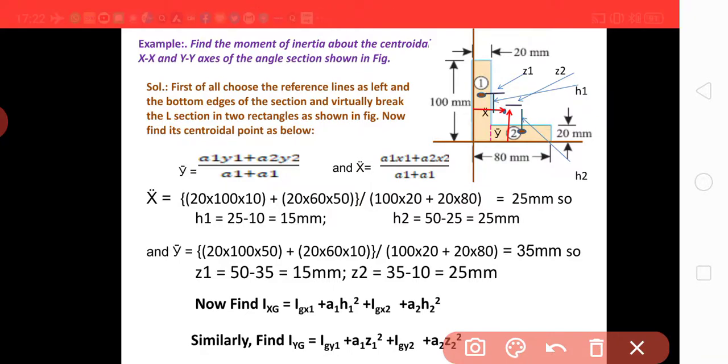Now h1 means this distance is h1, which is 25 minus 10, 15 mm, and h2 is 50 minus 25, 25 mm. Similarly, z1 is 15 mm and z2 is 25 mm.